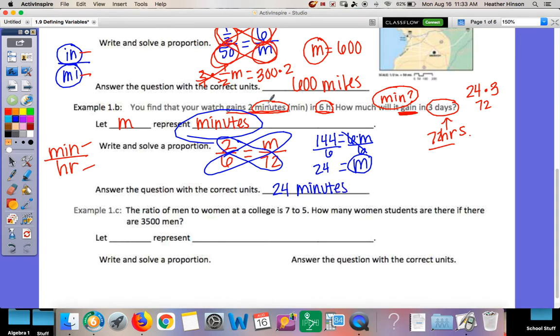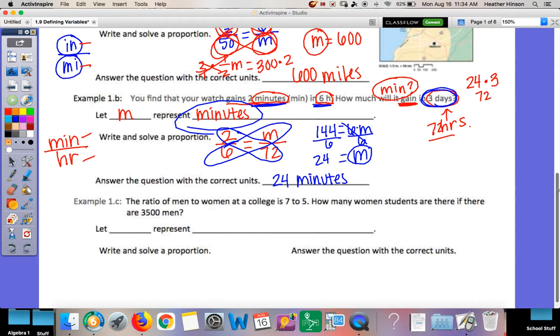So watch those conversions. You can only have 2 units that you're looking at. If you get a third, you're going to have to convert something.